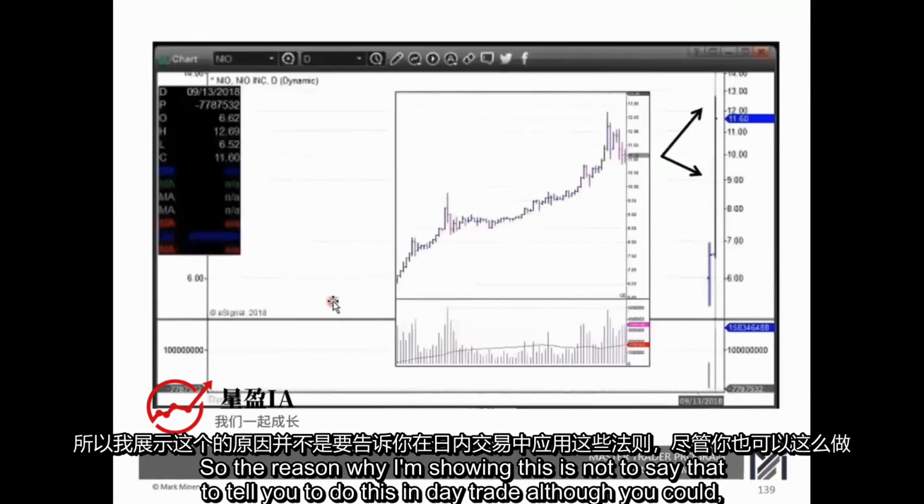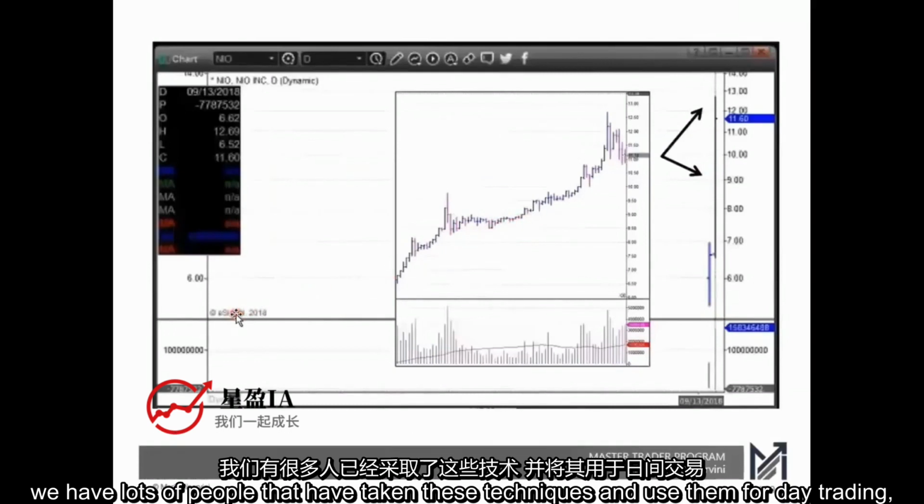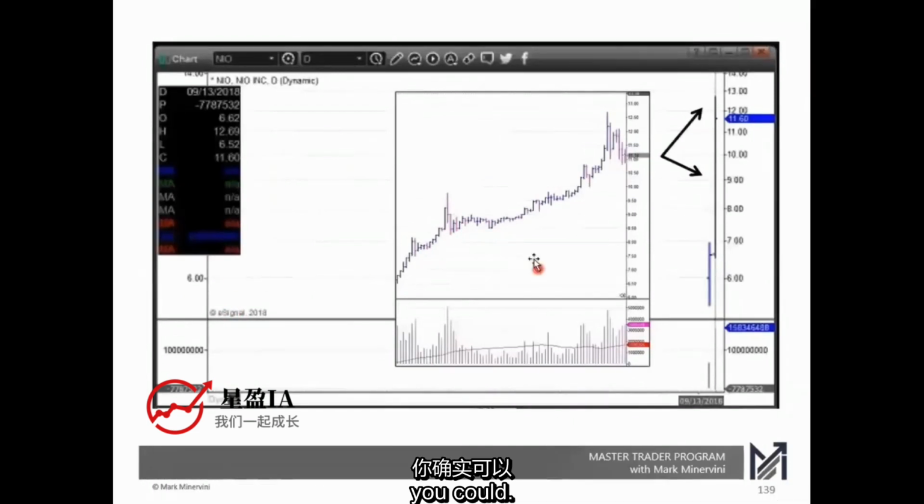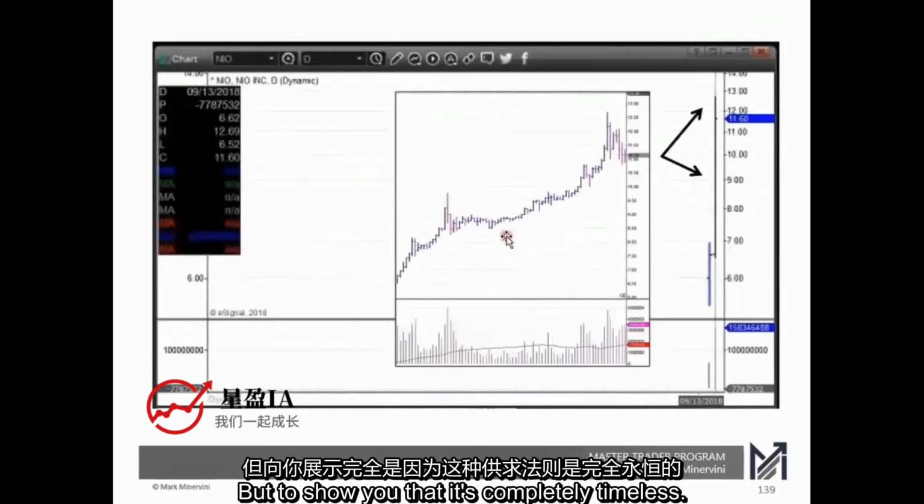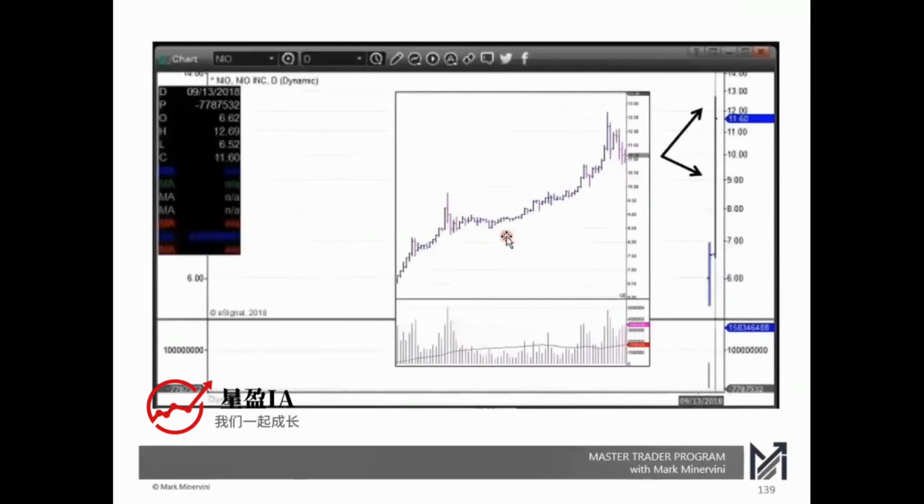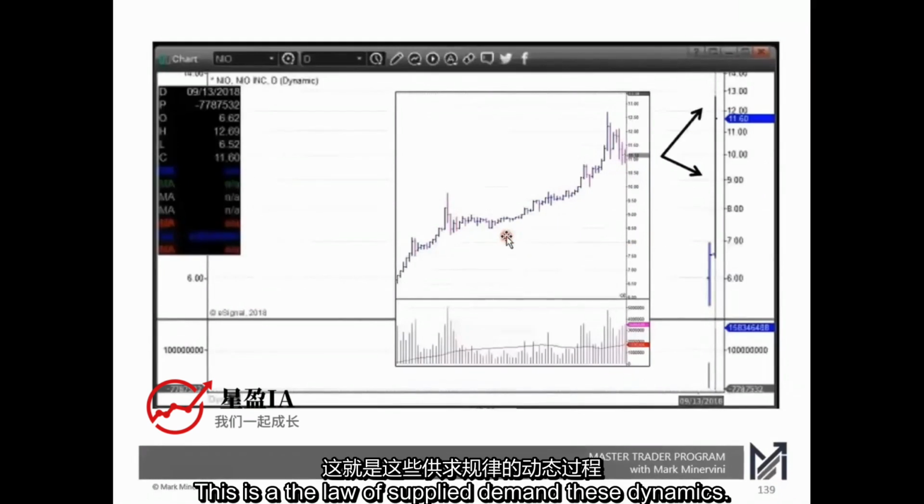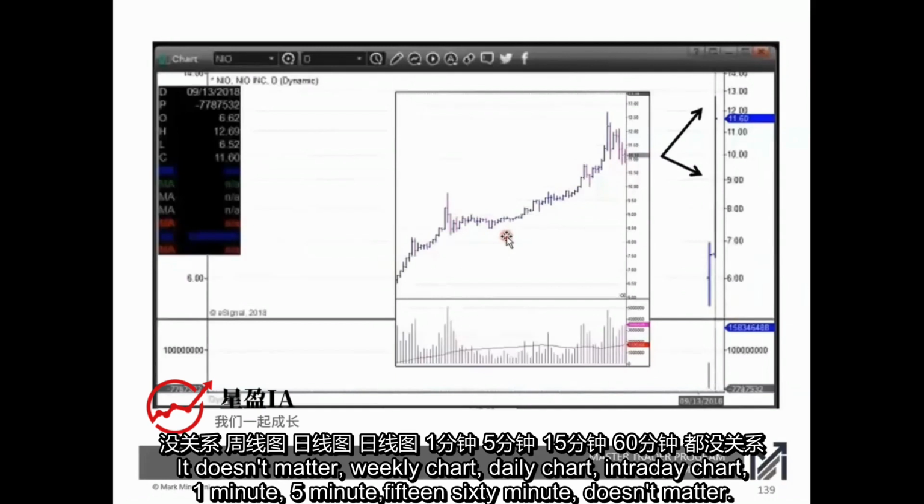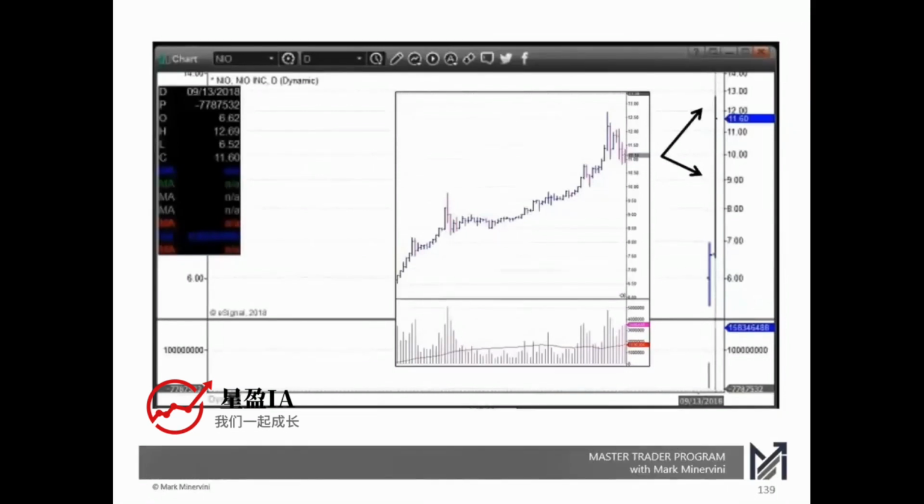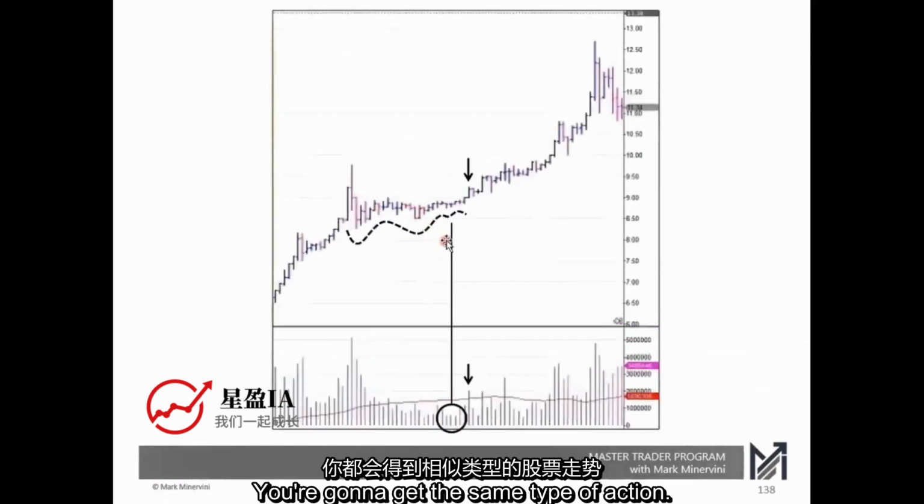So the reason why I'm showing this is not to tell you to day trade, although you could. We have lots of people that have taken these techniques and use them for day trading. You could, but it's to show you that it's completely timeless. This is the law of supply and demand. It doesn't matter: weekly chart, daily chart, intraday chart, 1 minute, 5 minute, 15, 60 minute. Doesn't matter. You're going to get the same type of action.